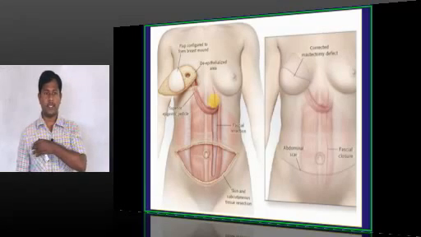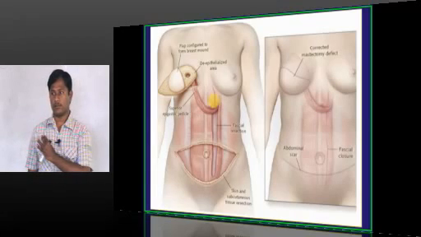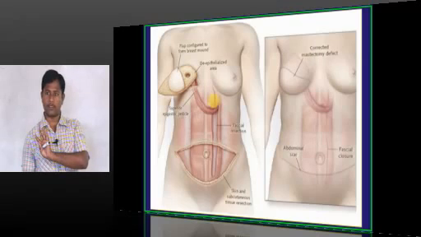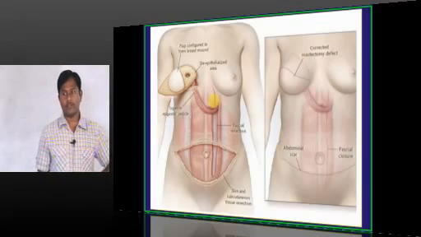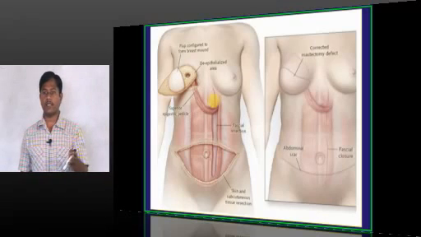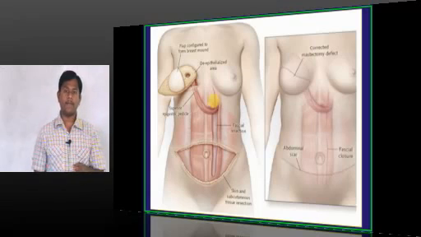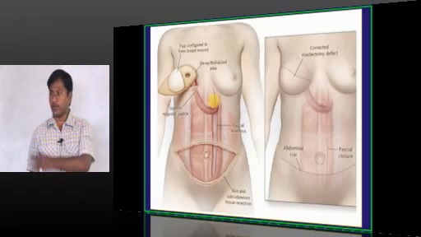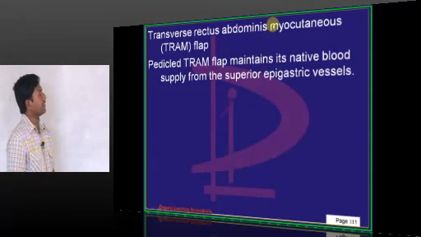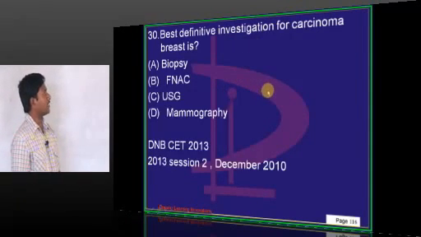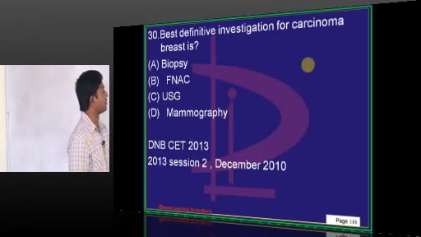For a right breast carcinoma, generally you take a TRAM flap from here, okay, and rotate it like this. It is not possible to rotate a flap like this, right, where the vessel will get kinked. So when it is asked about a question like right or left, you should be ready. Okay, so it is generally from the opposite side that you take a flap, right. Transverse rectus abdominis is supplied mainly by the superior epigastric vessels. Best definitive investigation for carcinoma breast.